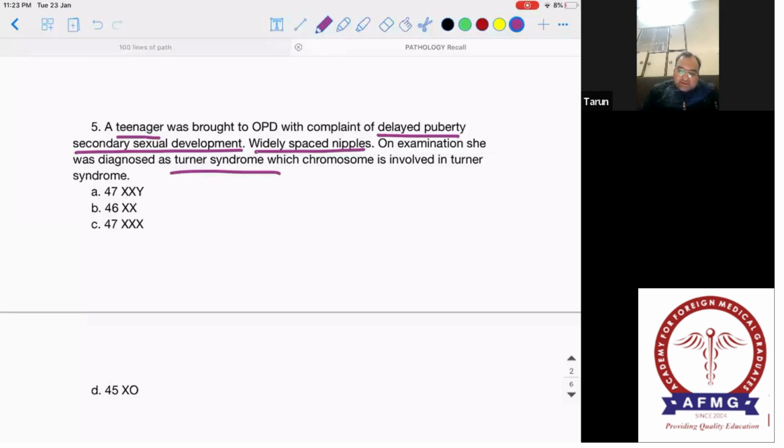And this is, I think, a pretty easy question. Fifth number question. A teenager was brought to the OPD with the complaints of delayed puberty and abnormality in the secondary sexual development, widely spaced nipples, and on examination he was diagnosed as Turner syndrome. Which chromosome is involved? I think it's a very, very easy thing.